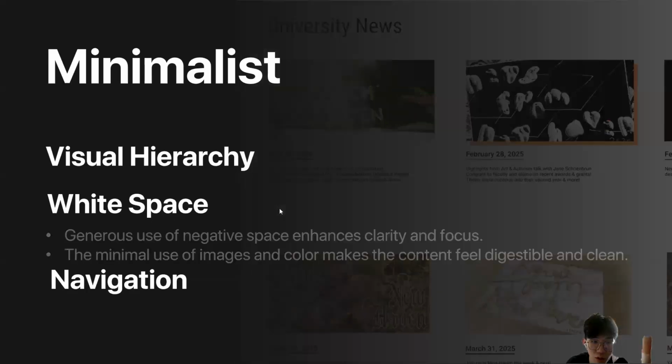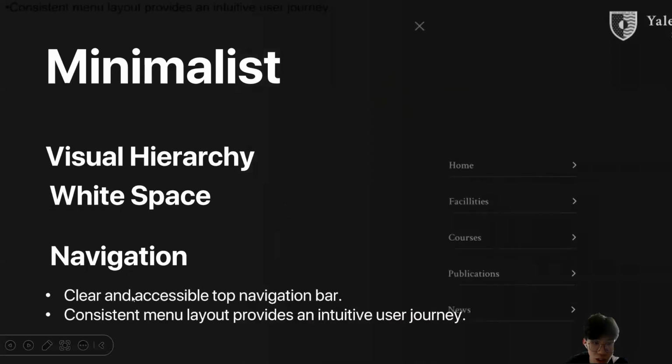Okay. So the third one is the navigation. With a clear and accessible top navigation bar and a consistent menu layout to provide an intuitive user journey. So this is our example. Okay, so this is the home button. When you press this home button, you'll go to the home page. And same as this, when you press this button, you will go to the facilities page. Okay, that's all. I'll pass to the next presenter.